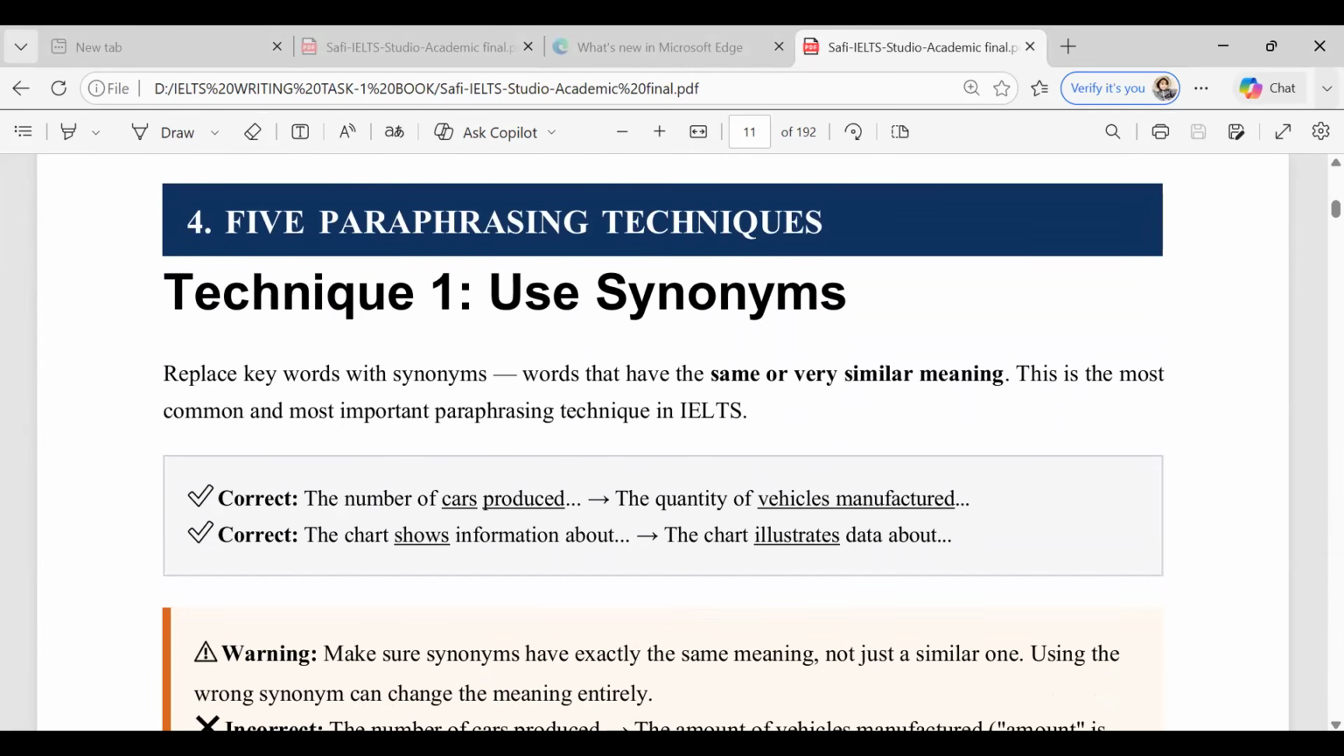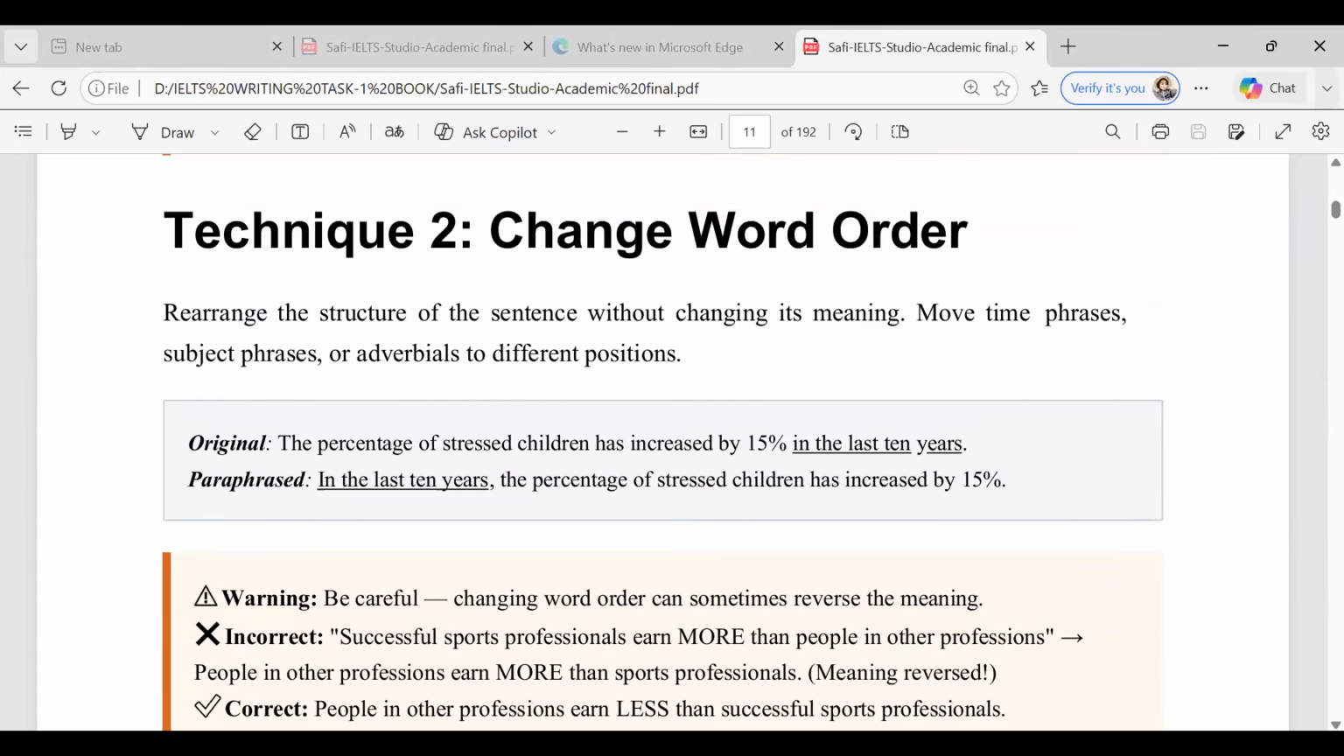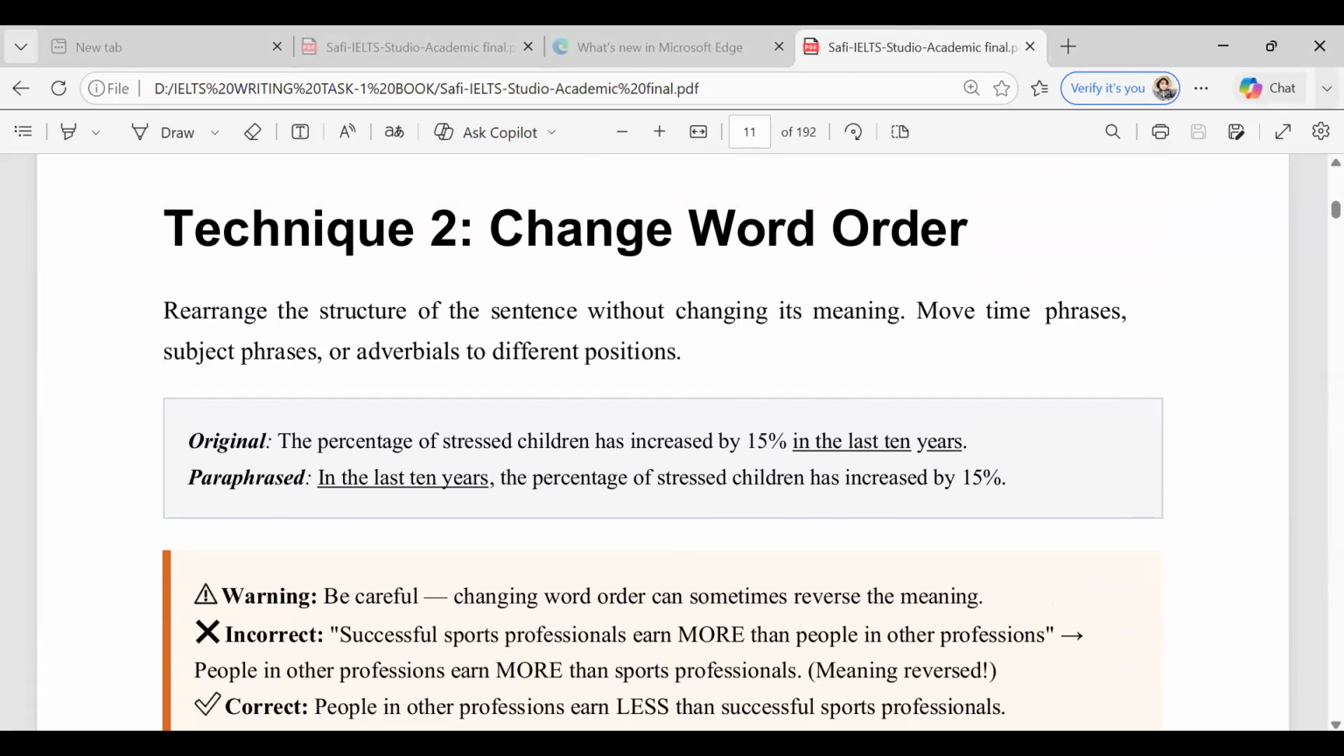Number one, synonym swap. You do understand, clear? Synonym swap. This is the most common one. The most common method and technique we can use is called synonym swap. For example, in the question or the statement, they have written the number of, you want to change it to quantity of. They have used cars, you want to use vehicles. They use produced, you want to use manufactured. Right? So the first part is what? Synonyms. You can use synonyms for words, clear? They have mentioned there. And then technique number two, change word order.